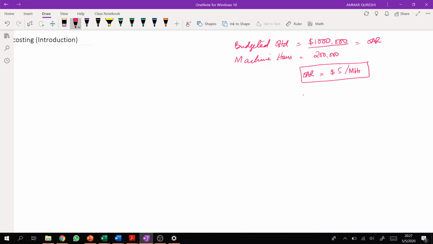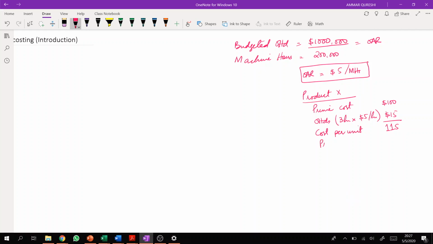So if a product, let's suppose we are talking about product X, and the prime cost of product X is around $100, and this product requires 3 machine hours. So how will we include overheads? We will include overheads by using 3 hours multiplied by $5 per machine hour. That will be around $15. So overall cost per unit will be around $115. This is cost per unit, right?